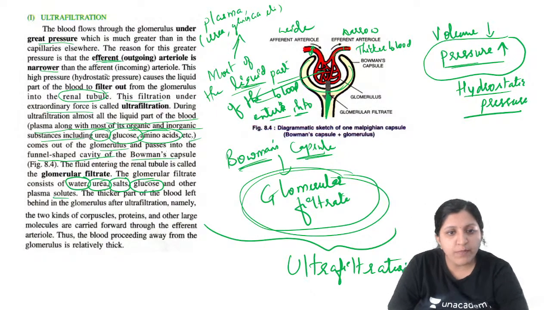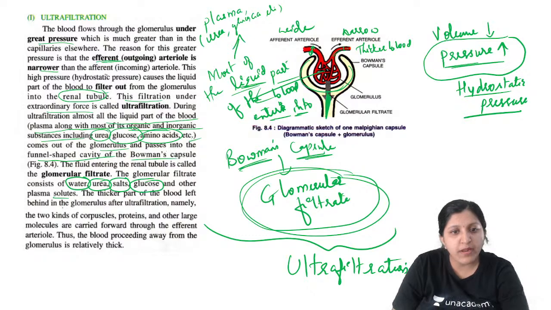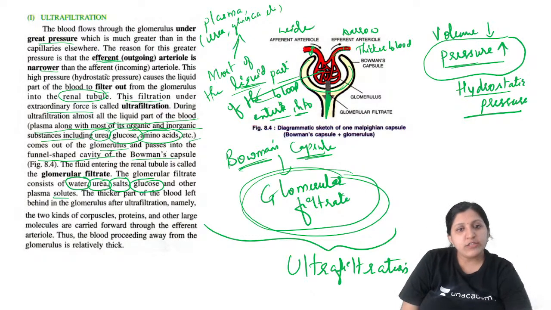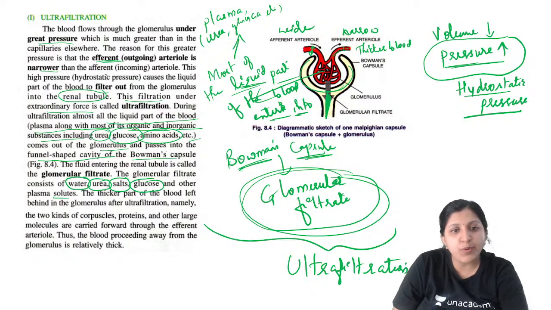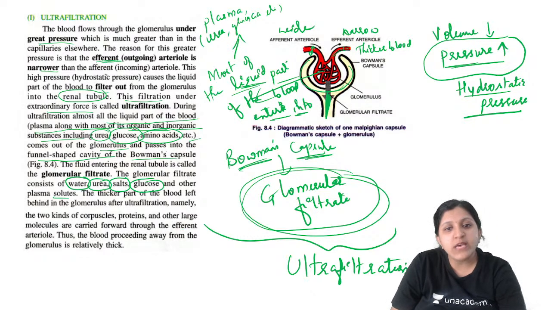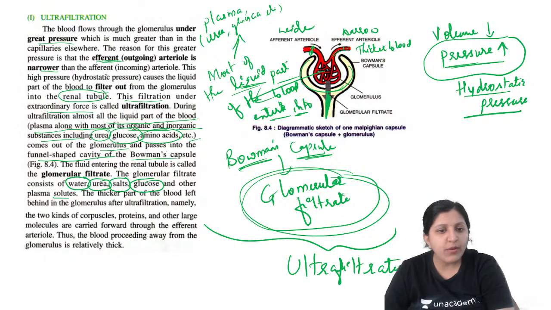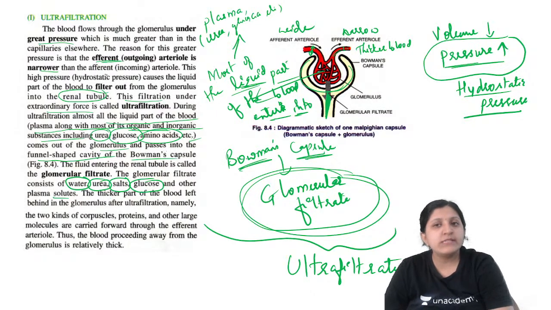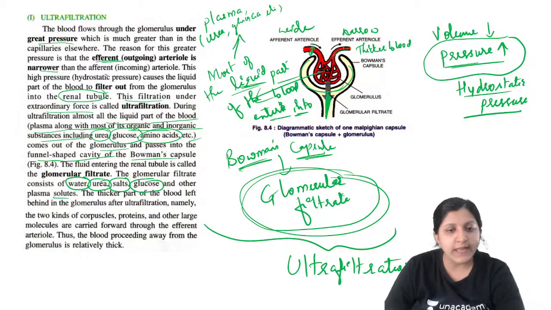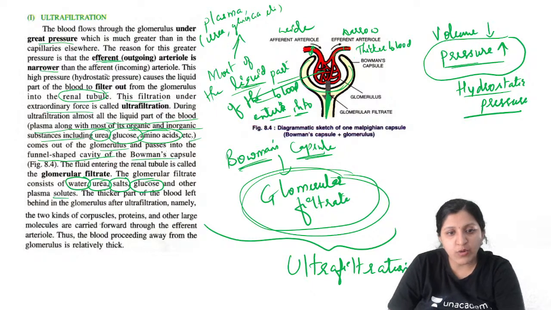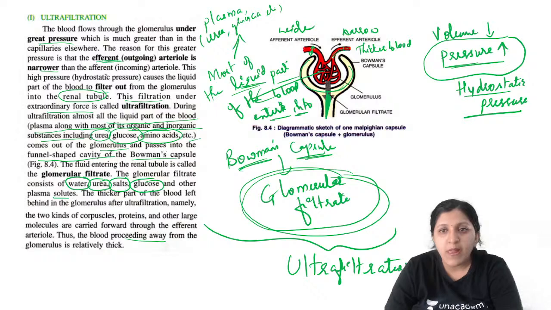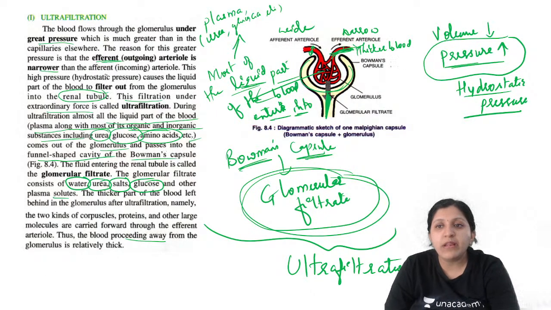The thicker part of the blood is left behind, and the two kinds of corpuscles, mainly the proteins and other large molecules, are carried forward. So the RBCs, WBCs and all will be there, and also the proteins and larger molecules. All those will be carried forward through the efferent arteriole itself. Thus the blood which is proceeding away from the glomerulus will be relatively thick.